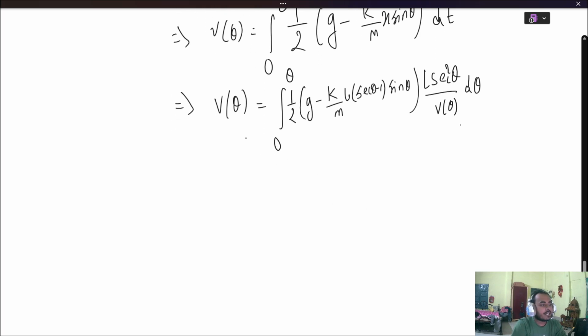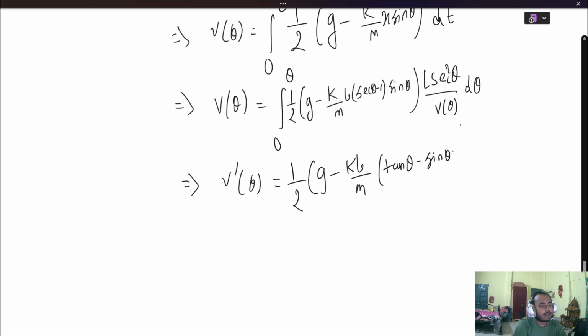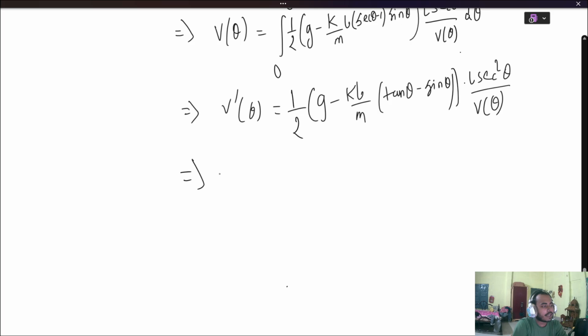Now, using Leibniz rule of differentiation, we can differentiate both sides to get this v prime of theta. So differentiating the left hand side gives you v dash theta, and the right hand side simply gives you this expression using the rule of differentiation under the integral sign. So you simply get half g minus kl by m, and if you put in sec theta sine theta inside, you simply get, I think, tan theta minus sine theta. Okay, and with this you are also multiplying L sec squared theta by v of theta. Take the v theta to the left hand side, so this becomes v prime theta into v theta, and take this 2 as well, like this.